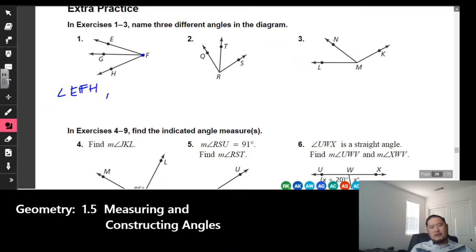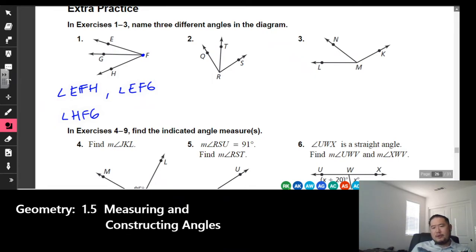So one of the ways I could write this is angle EFH. Another angle in the diagram is angle EFG, and the third one is angle HFG. Remember, I do not want to just say angle F, because angle F can be any one of these 3 angles listed here. So that is a no-no.